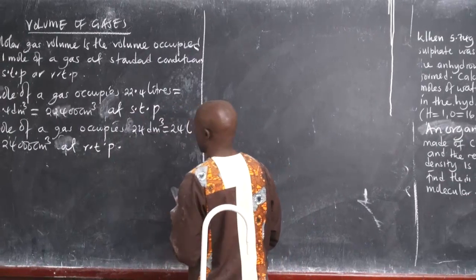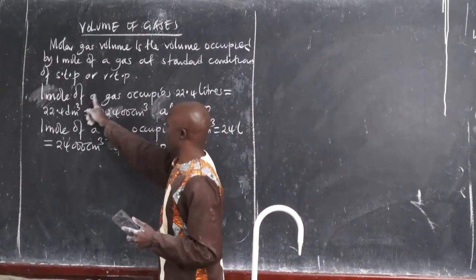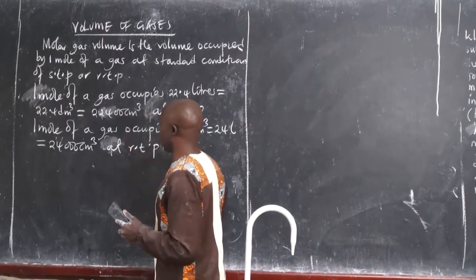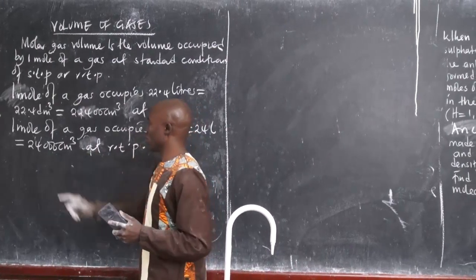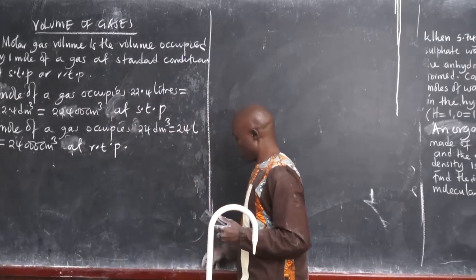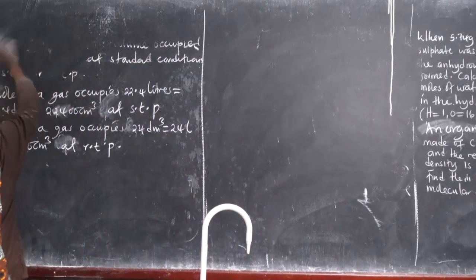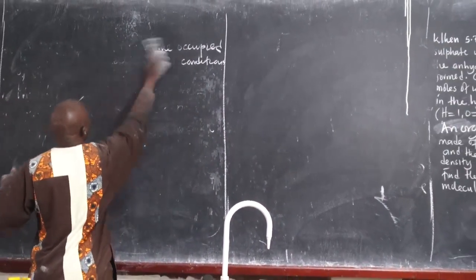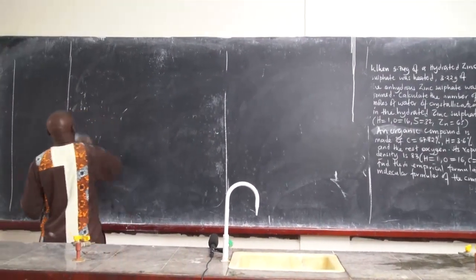So have this at your attention that at STP, 1 mole of the gas is 22.4 dm cubed, which is the same all through here. At RTP, 1 mole of the gas is actually 24 dm cubed. Let me now go into about 2 questions, then we go to stoichiometry here.